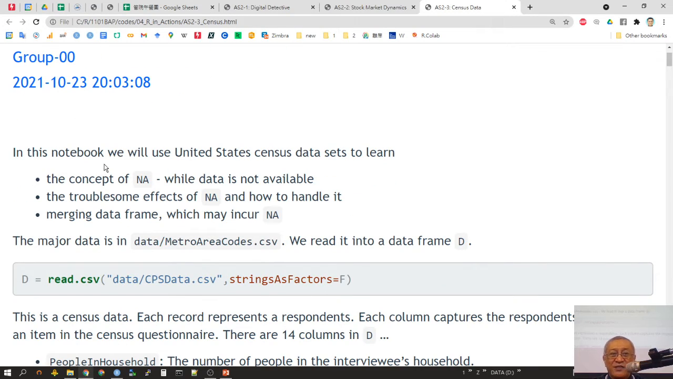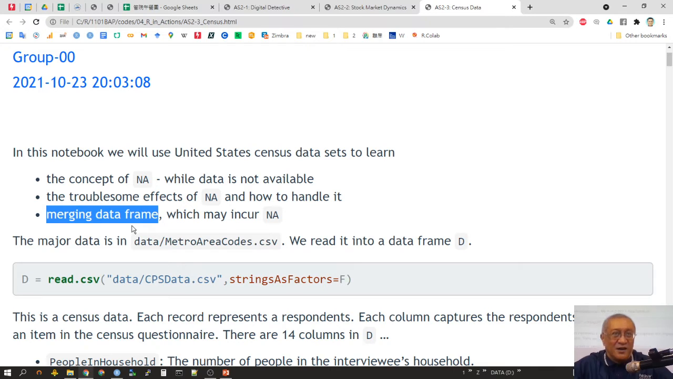So here again, there are a few things that we want to learn. The first thing is the concept of NA, which means the data is not available or not applicable, right? So you have missing data. If you're doing a census, you will have a lot of missing data, right? And so there are some troublesome effects of NA. We will see it and we will learn how to handle it, right? And we'll also learn how to merge data frames, right?